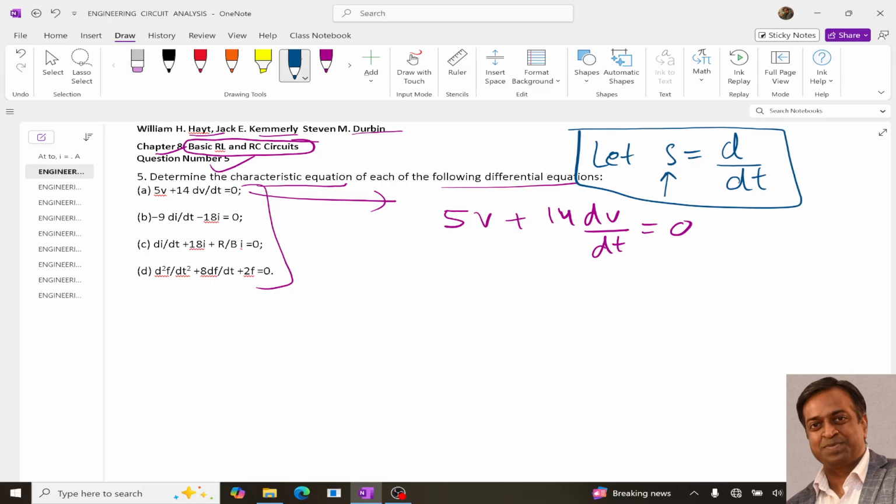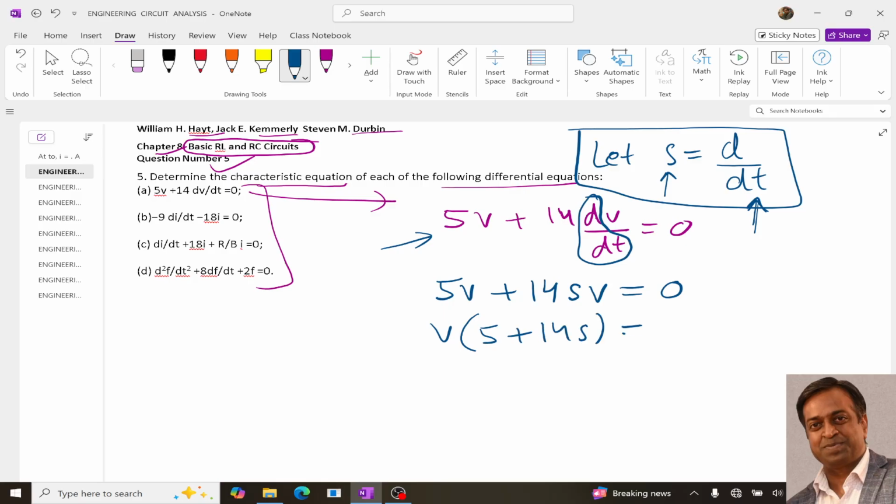In electrical circuits, we usually take it as s, right? So over here, if I substitute this d by dt with s, this equation will be 5v plus 14 sv, equal to 0. If I take v common, it is v times 5 plus 14s. So this is the answer to the first part of the question, which is A.